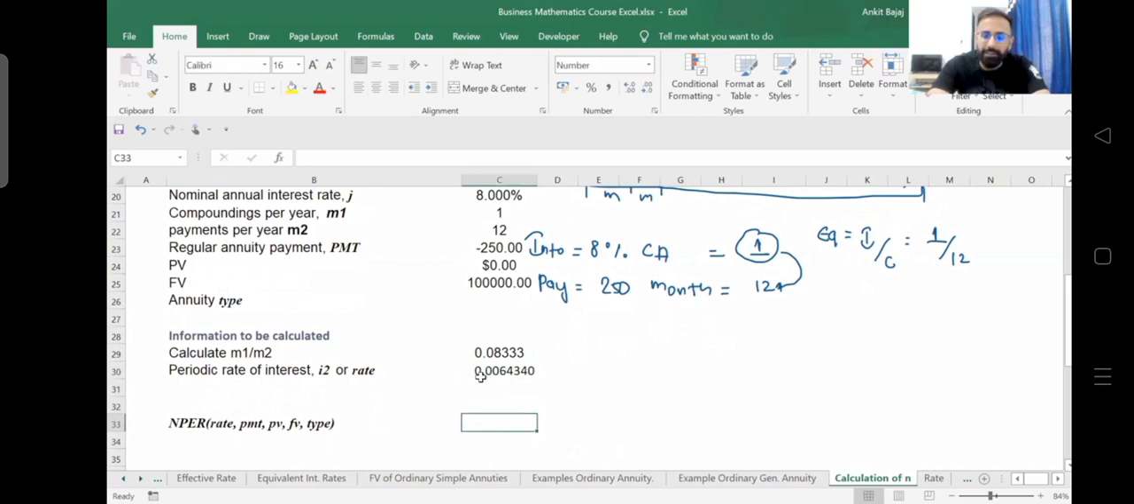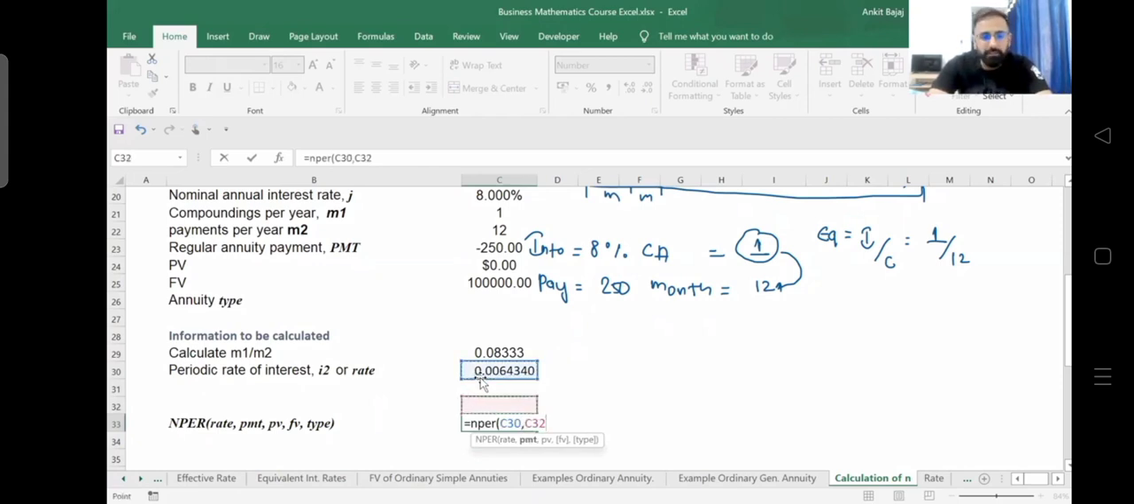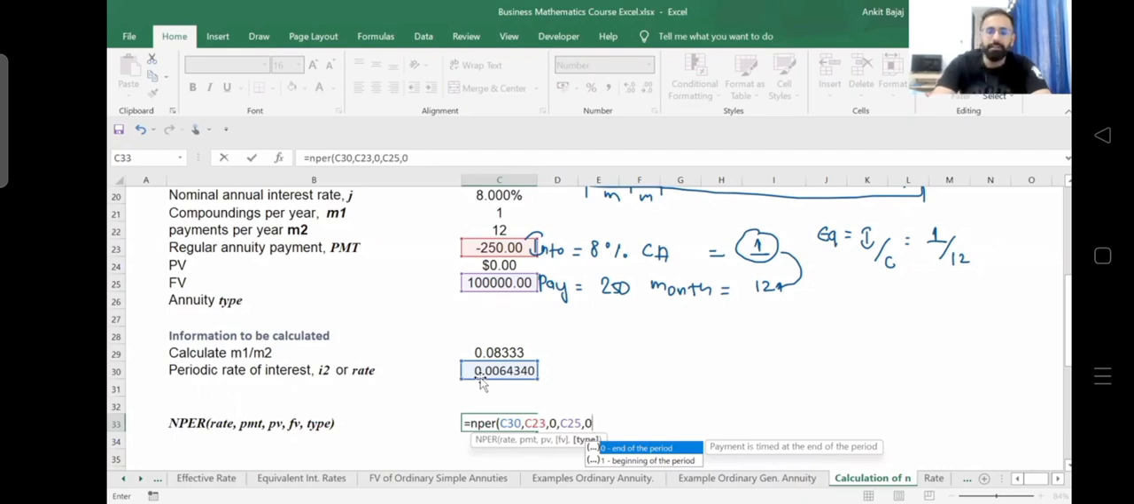Now, if I want to find NPER, I will use the formula NPER. Open the bracket, and we have to select the rate. This is your effective interest rate. Now PMT, which we have already written here, that is minus 250. Then present value is 0, right? Then future value, it is given here, that is 1 lakh. And we are making the investment at the end of every month, so interest will get accrued at the end of every month. So here I will put zero and press enter, right?